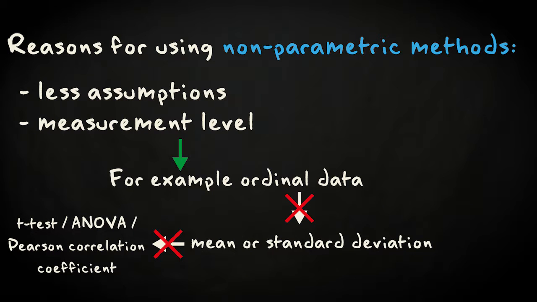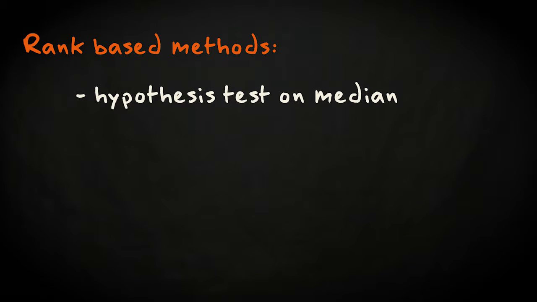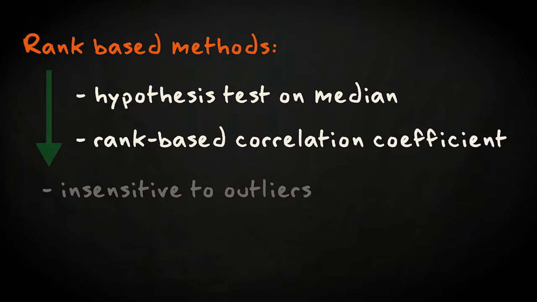Fortunately, there are many non-parametric methods that don't work with numerical data, but are specifically designed for ordinal data instead, the so-called rank-based methods. With these rank-based methods, you can, for example, compare the estimated median based on a sample against the theoretical median, and also calculate the correlation coefficient amongst 2 ordinal variables. Typically, these rank-based methods are insensitive to outliers in the data.